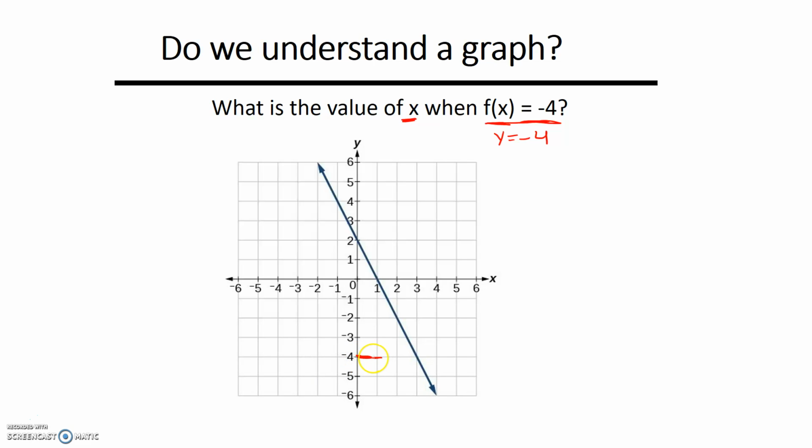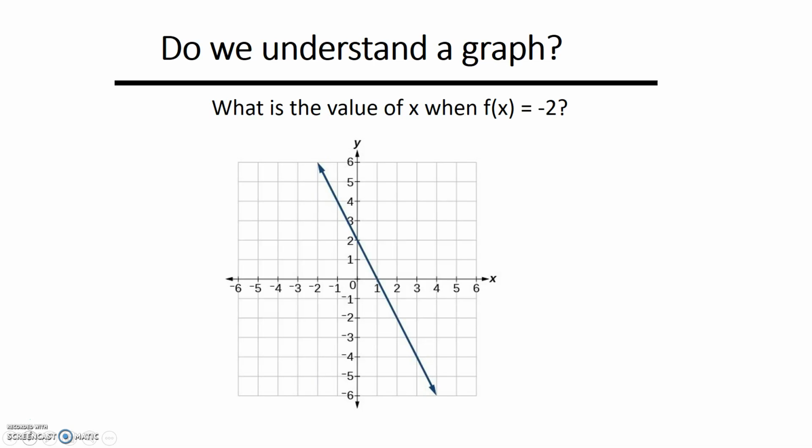If I follow along to the right till I hit that line, what is the x value at this given point? If I move all the way up so I can see on the x, that is going to be 3. So what is the value of x? x is going to equal 3 when f of x is equal to -4. And again, if the whole f of x is confusing, it's the same thing as saying when y is equal to -4.